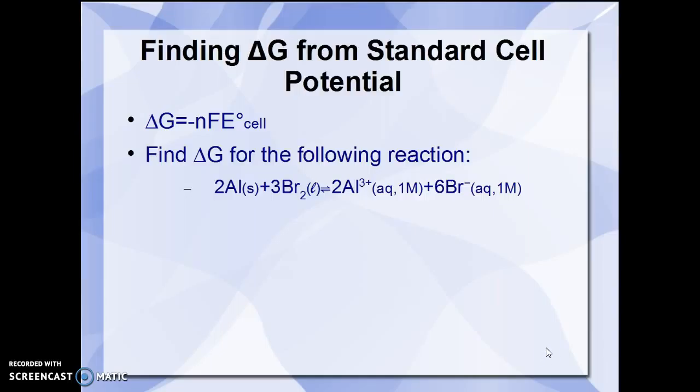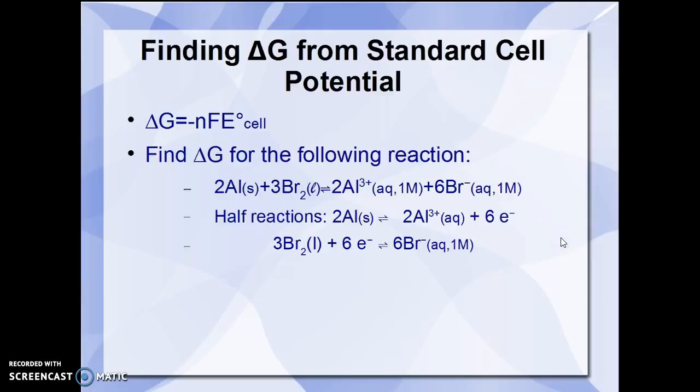The next skill is to find delta G, which tells us whether a reaction will go or not, from the standard cell potential. We use the equation delta G equals minus n times F times E0, the standard voltage of the standard cell. If we use the aluminum-bromine reaction and separate it into half reactions, we give away 6 electrons from the aluminum and take in 6 electrons to the bromine liquid.